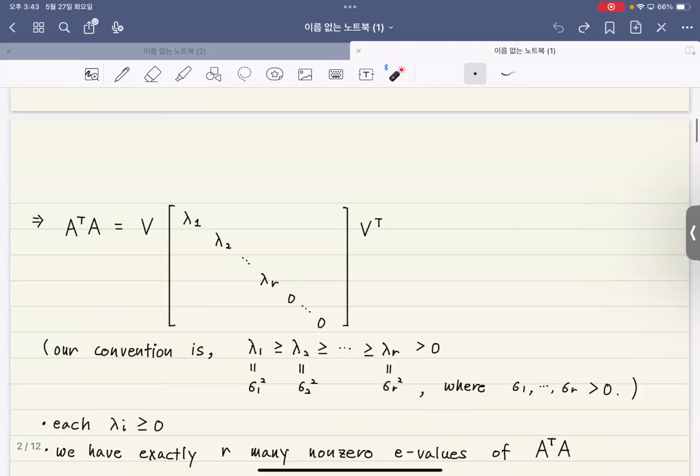Our convention is we always put the largest eigenvalue at the top left corner, so the largest eigenvalue is lambda 1, the second largest is lambda 2, and so on, and the least positive eigenvalue is lambda R. Also, this matrix is positive semi-definite, so there is still the possibility of zero eigenvalues, and all these zero eigenvalues go to the bottom right corner. Just one more thing: how many non-zero eigenvalues can you find?